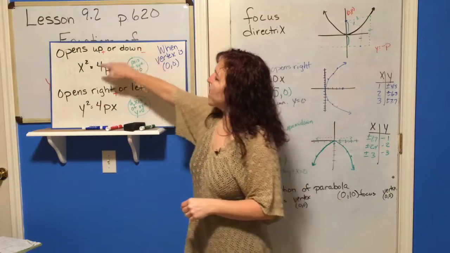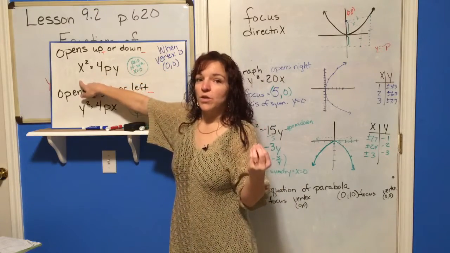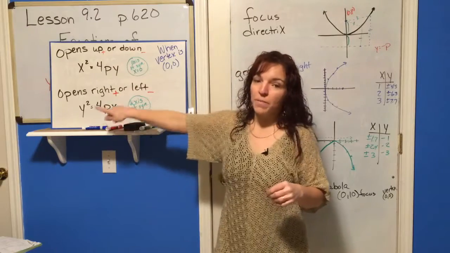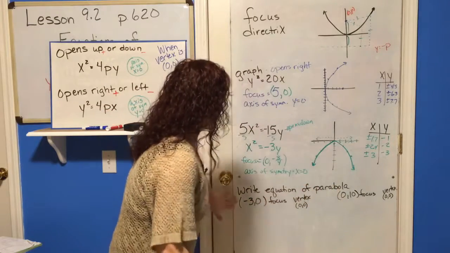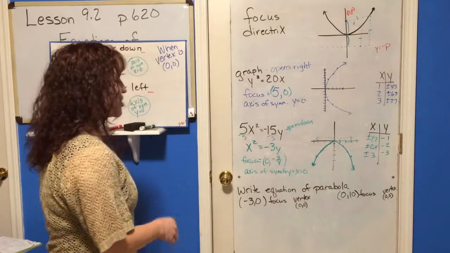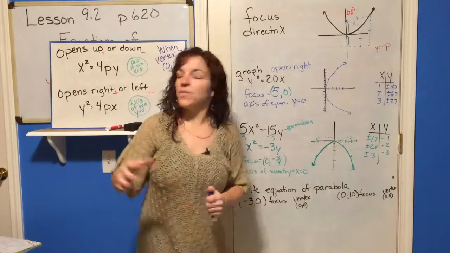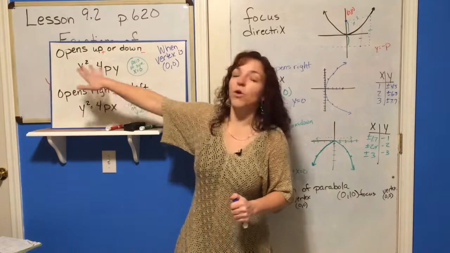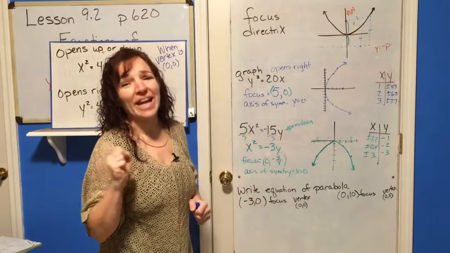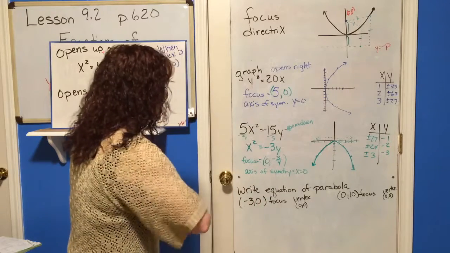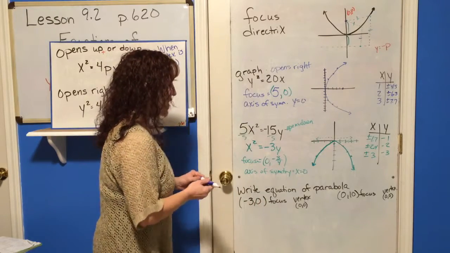So opening up or down has an x squared. Opening right or left has a y squared. Now, when we're writing the equations, this is where the p-value for your focus is going to come in super duper handy. All right, because this is going to make these problems way easy.